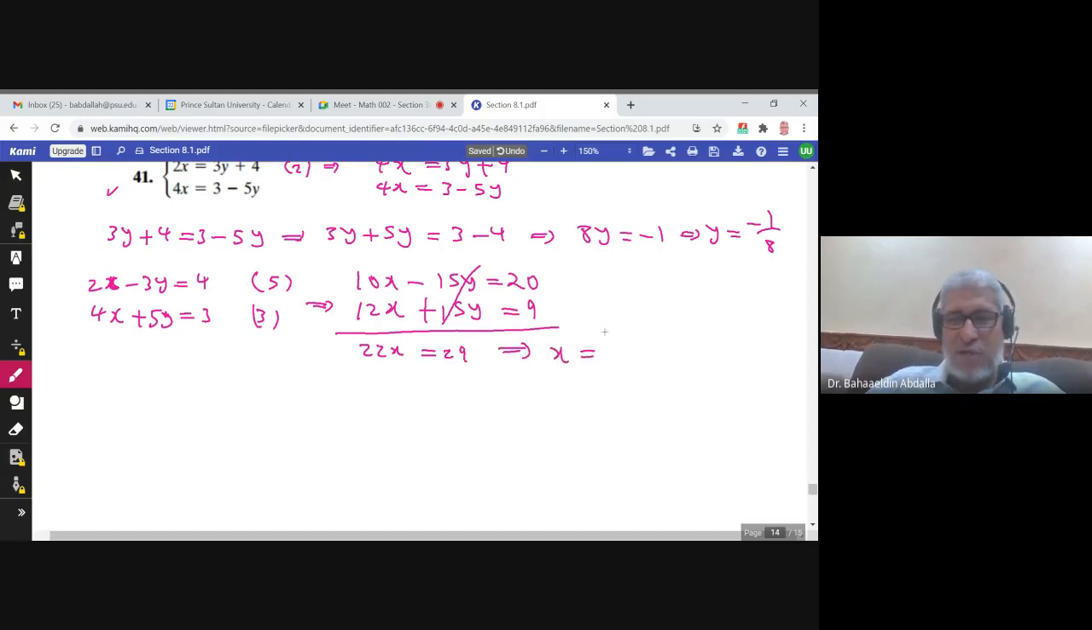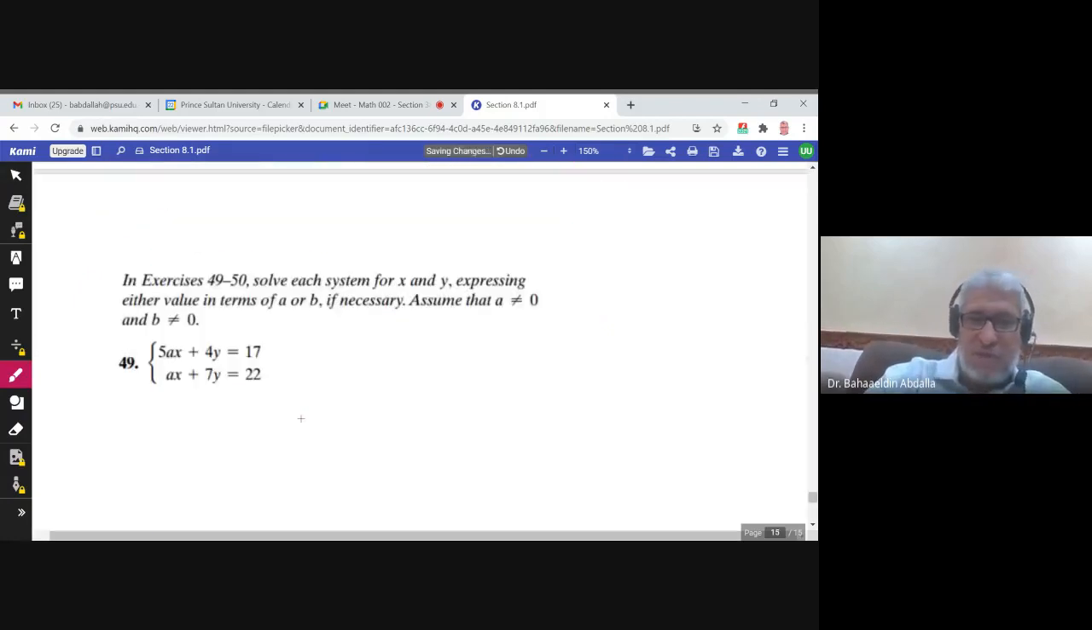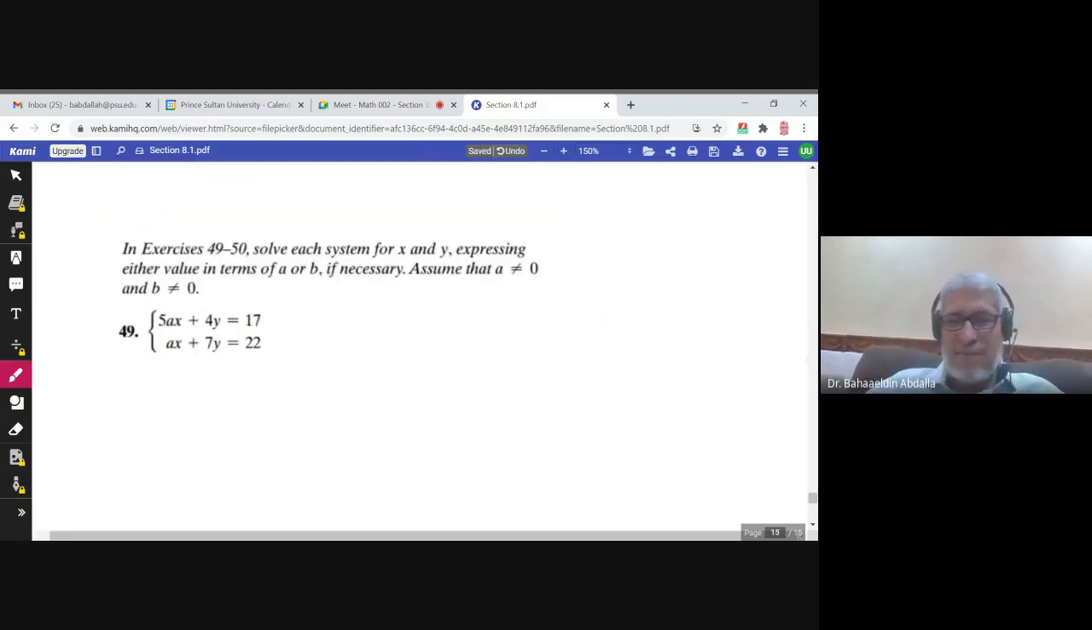And the solution is 29 over 22. Try to use the calculator to check the solutions. So x is 29 over 22 and y is negative 1 over 8. That's the solution of this system. Next: solve each system for x and y, expressing either value in terms of a or b. If necessary, assume that a is not 0 and b is not 0.